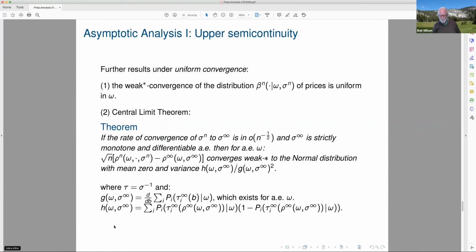With uniform convergence, there are further technical properties. One is that the convergence of the distribution of prices is uniform across the states. And there is a really nicely nailed down central limit theorem: if the rate of convergence is order little o of 1 over the square root of n, and we're talking about this strictly differentiable and monotone limit, then these normalized prices converge weak star to the normal distribution, of course with mean zero, and they nail down exactly what the variance is. That variance is given at the bottom by these two formulas, which could deserve some commentary, but with the time available, I'm going to move on.